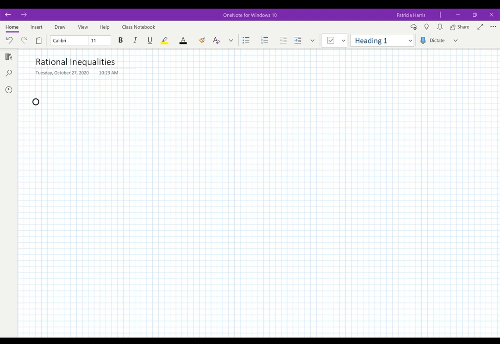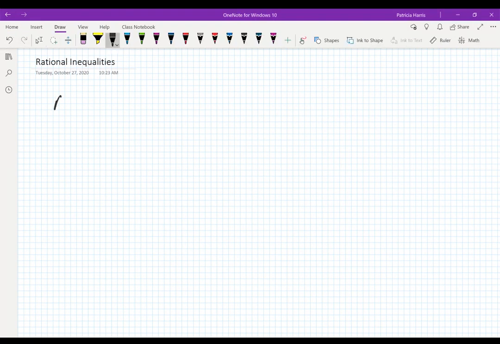Okay, ladies and gentlemen, we're going to start off with rational inequalities. So the first thing we need to discuss is something called a critical point. Okay, a critical point will do one of two things.